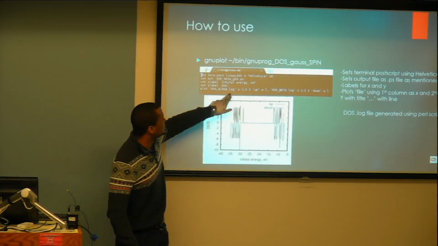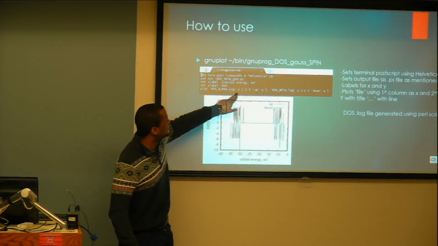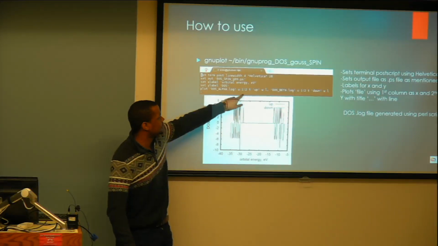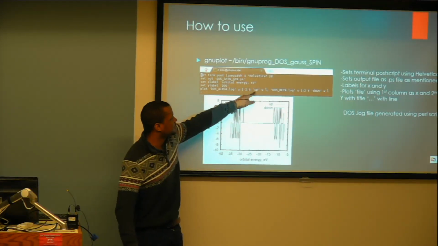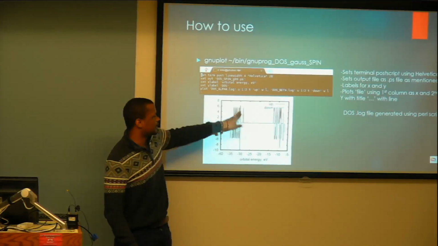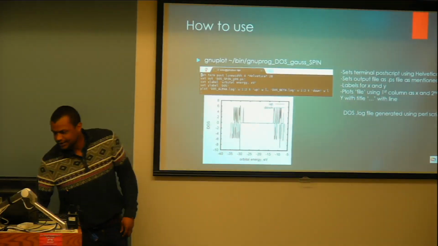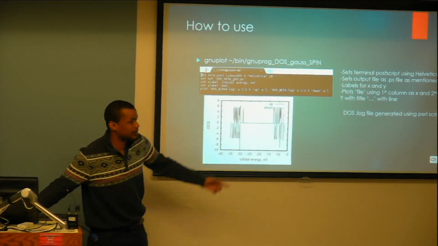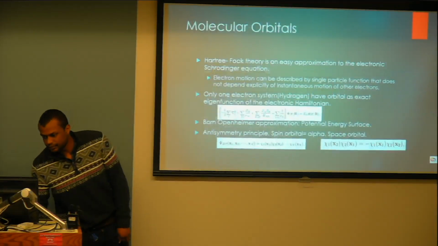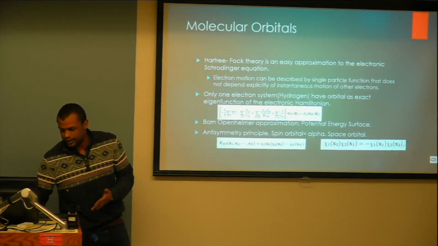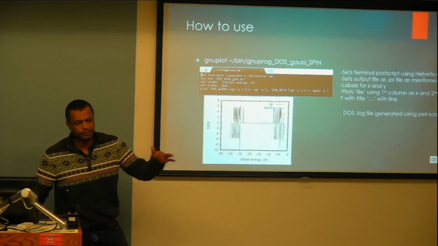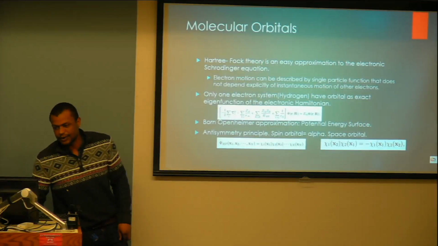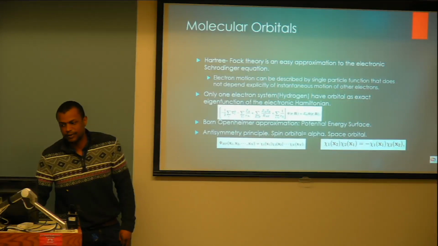That's the input, right? This means using the first column as x-axis, the second column as y-axis, and the title with lines. So this is why we have this plot. And the log file was generated using the Perl script that you explained earlier. So this plot was the density of states with respect to the molecular orbital energies, and so it's going to be important to have a little bit of information about molecular orbitals.